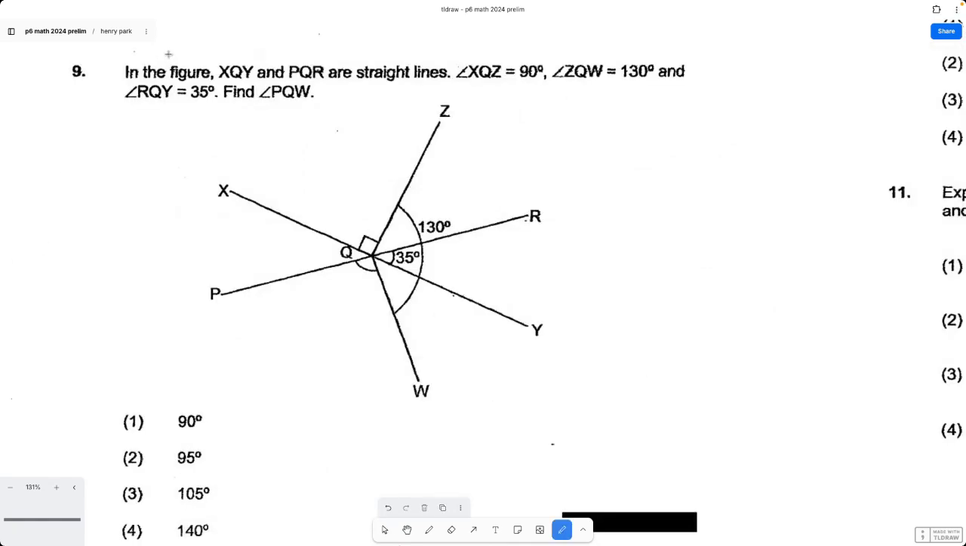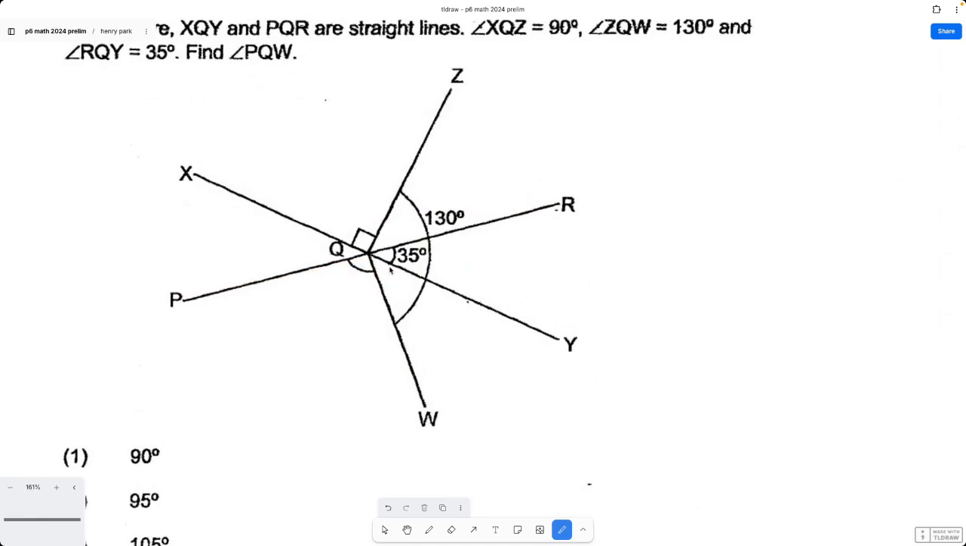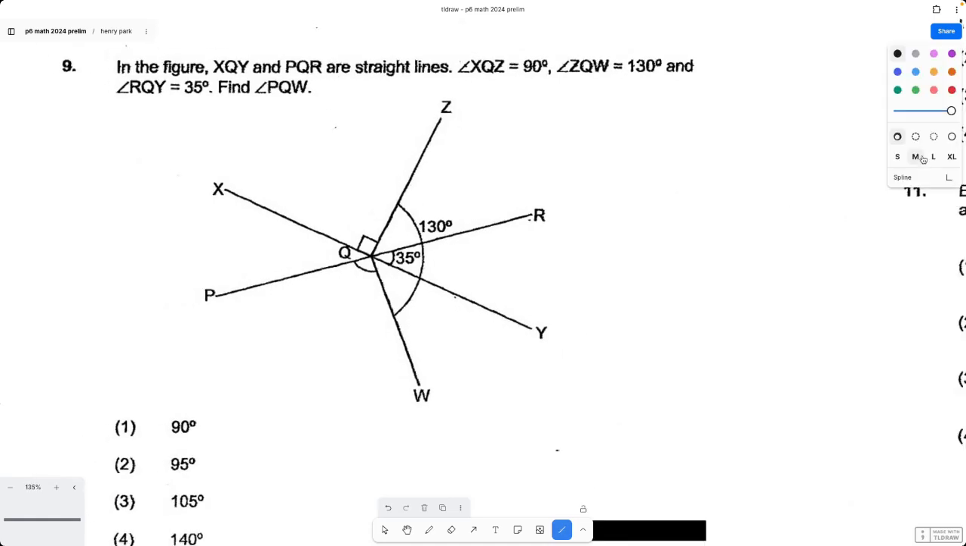In the figure, XQY is a straight line. PQR is also a straight line. XQZ is 90 degrees. So it's X, Q, and Z, 90 degrees. ZQW is 130 degrees. And RQY is 35 degrees. Find PQW. Let me highlight the straight lines with a red line. So XQY is one red line and PQR is another red line.